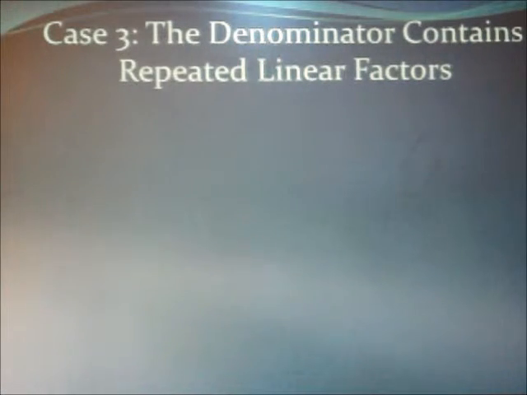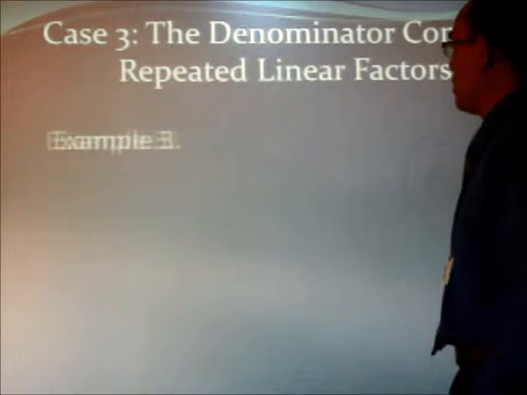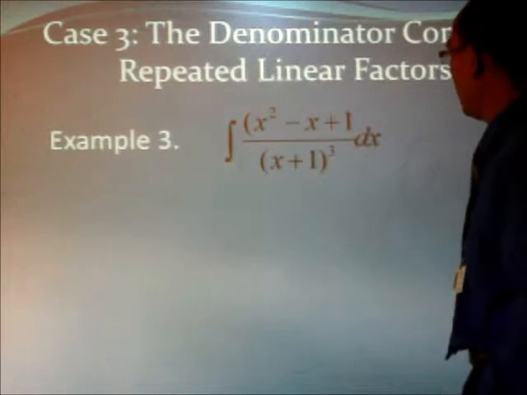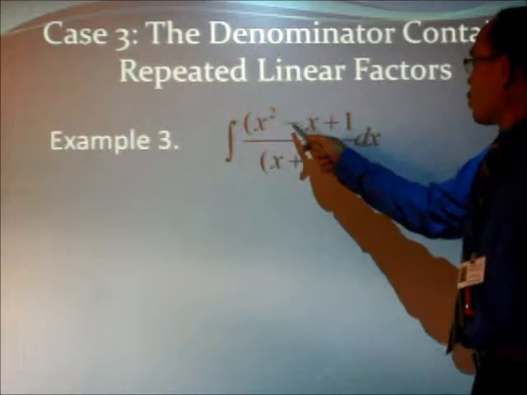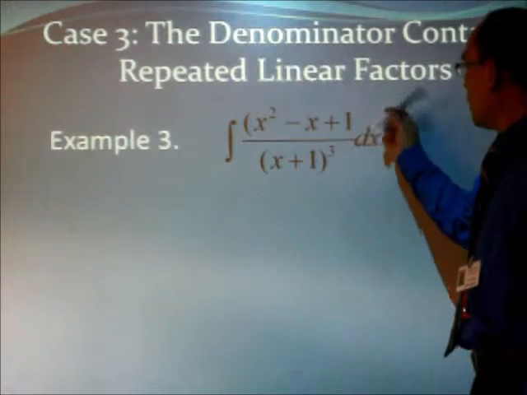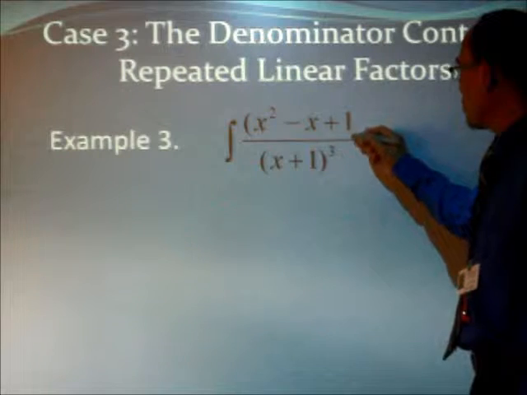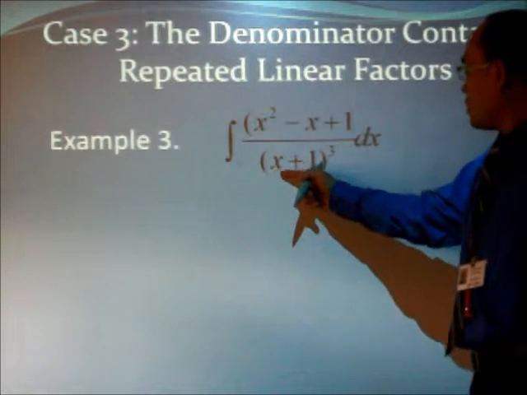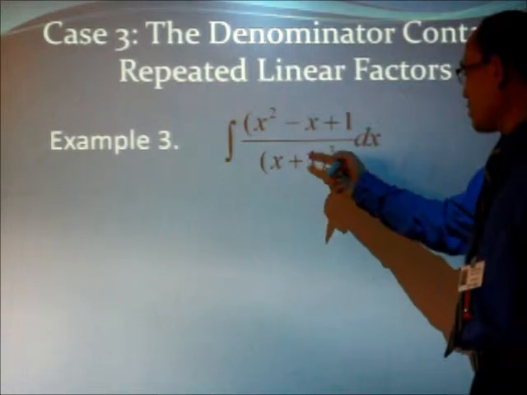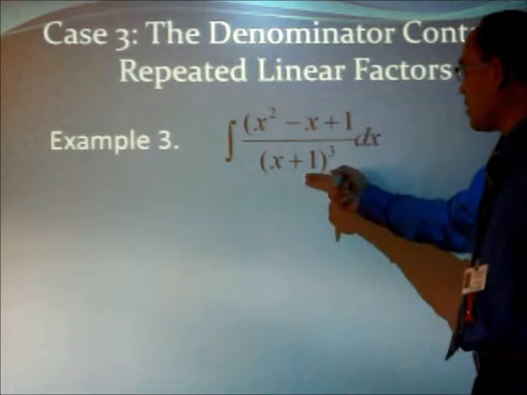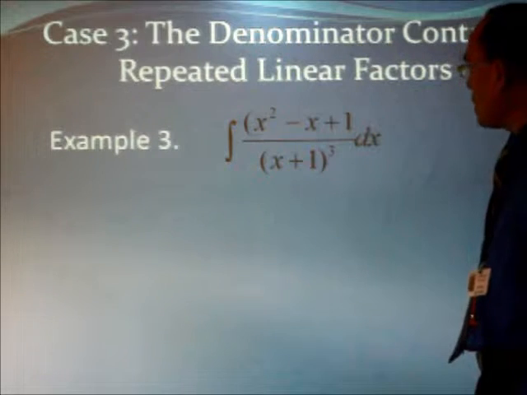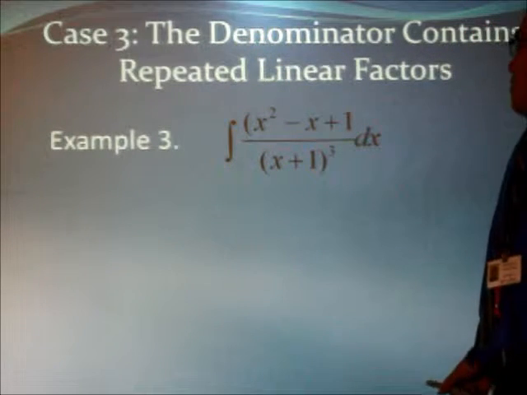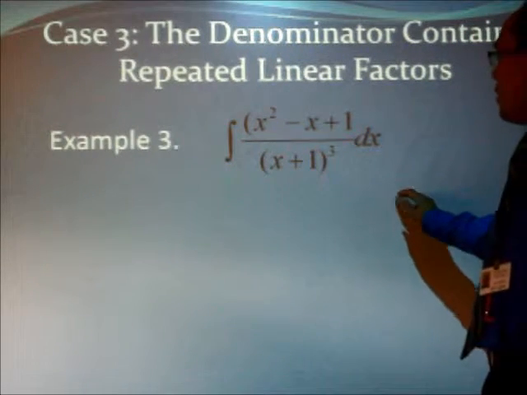Okay, case 3, the denominator contains repeated linear factors. Example, this one: x squared minus x plus 1. Actually, there's a close parenthesis in here. And then the factors of the denominator will be x plus 1, and another x plus 1, because it's to the power of 3. So that's repeated linear factors.